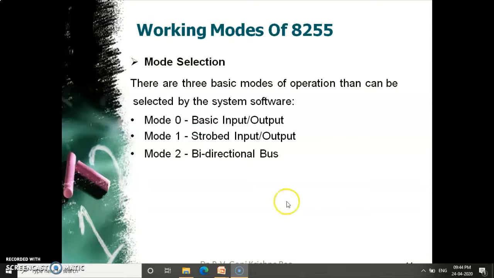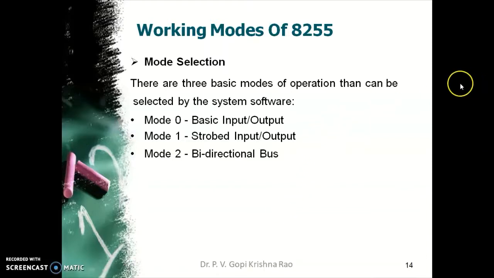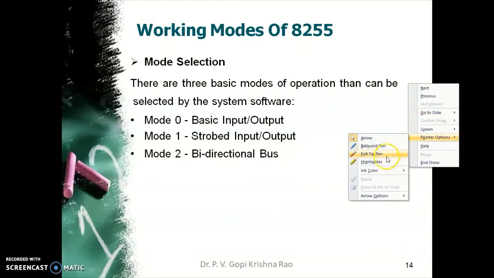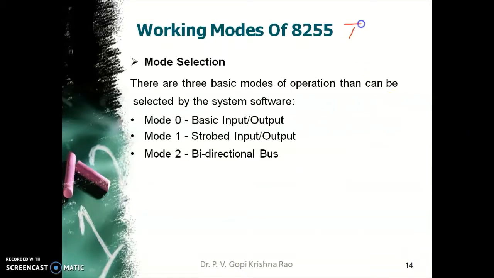8255 basically operates in two modes of operation. One we call IO mode, the other one is called BSR mode. IO mode refers to input output mode. Bit set reset mode refers to operating only an individual bit. In IO mode, the data is processed as 8 bits at a time. In BSR mode, the data is processed as 1 bit at a time.